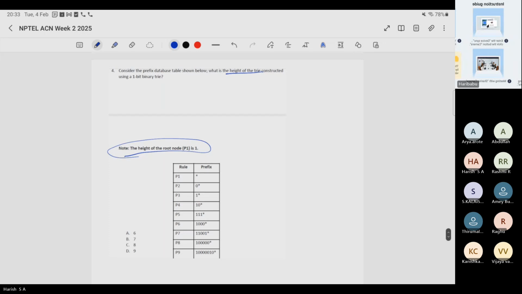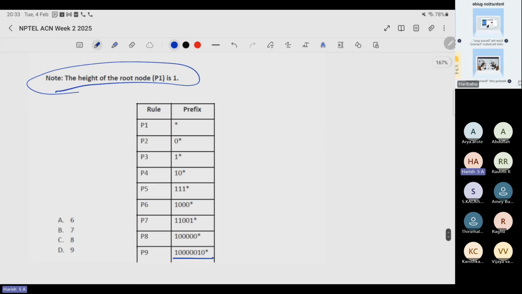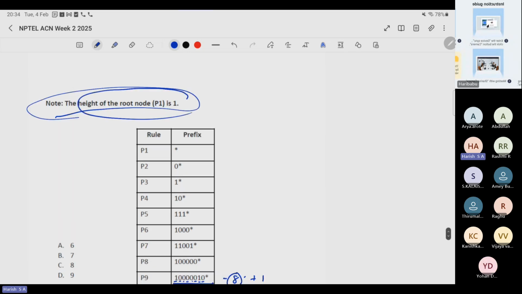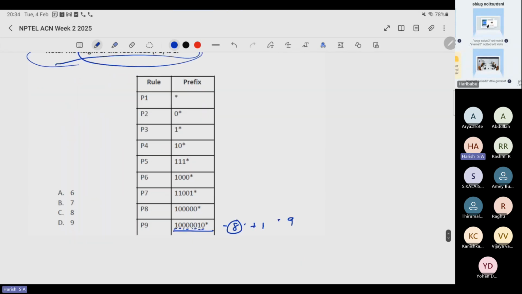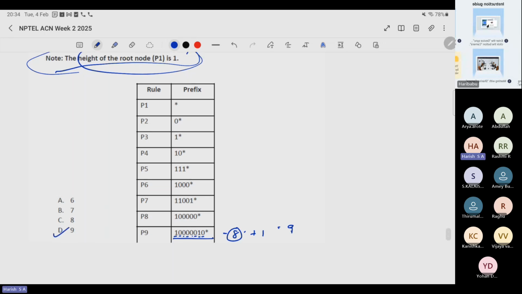So look at the longest prefix here. How many are there? There is 1, 2, 3, 4, 5, 6, 7, 8. So there are 8. Add 1 because they are saying the height of the root node is 1, and then it becomes 9. So the answer is D9. Simple.